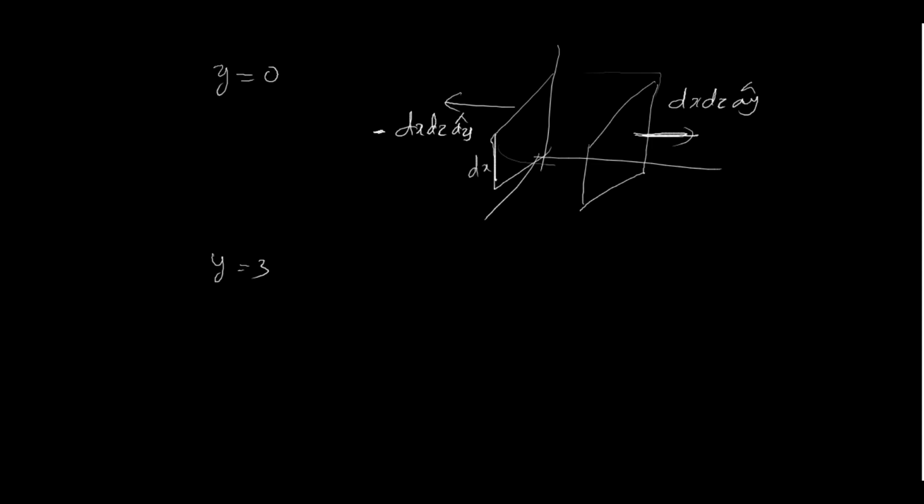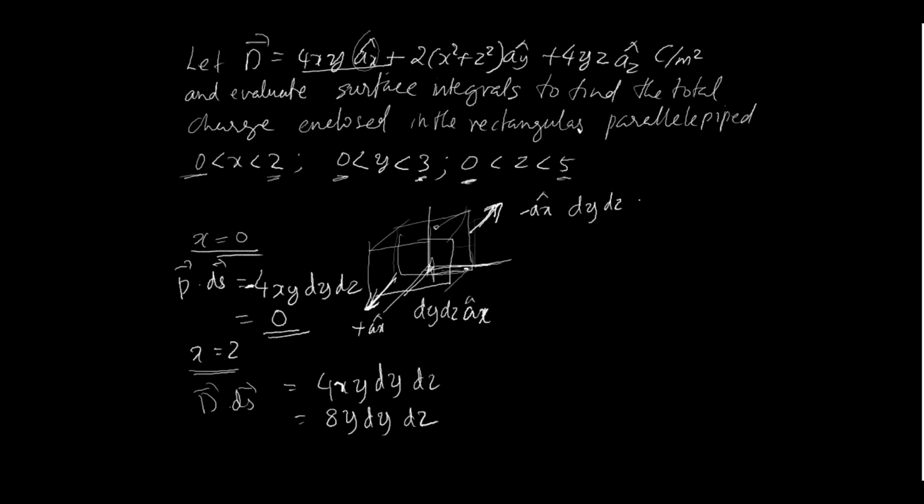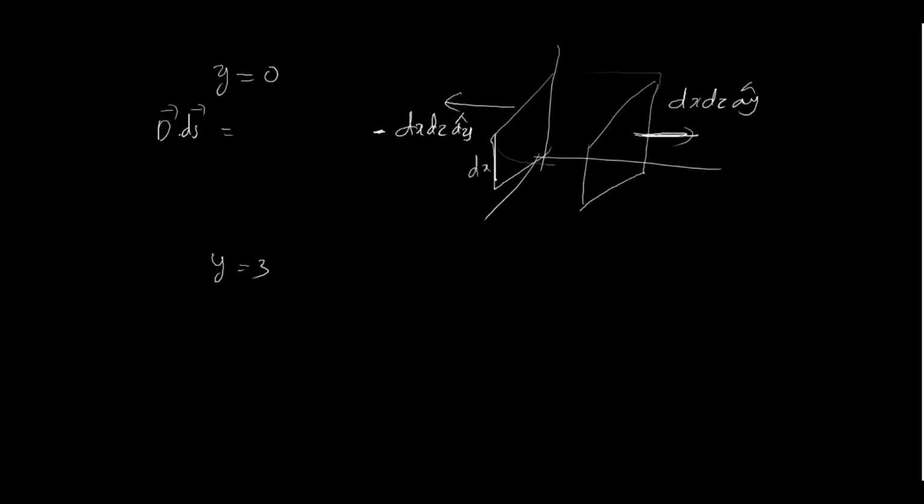So we have to calculate D dot dS. Here D is 4xy ax cap plus (2x square plus z square) ay cap plus 4xyz az cap. If you do the dot product, ax cap dot ay will be 0, so this term won't be there, and the az term won't be there either. Only the ay term will be there, so you have (2x square plus z square) times minus dx dz.